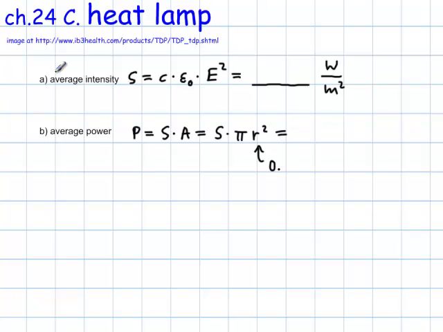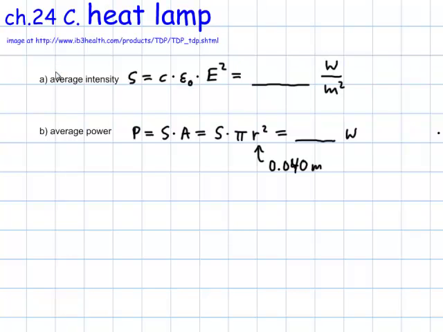The centimeters would have to be converted to 0.004 meters. So convert that first, and then you're going to come up with watts. By the way, this is in the neighborhood of 20,000 watts per square meter, and this is in the neighborhood of 100 watts.